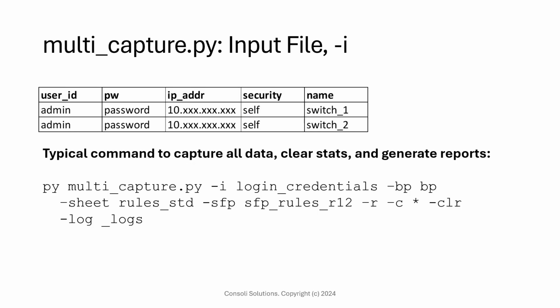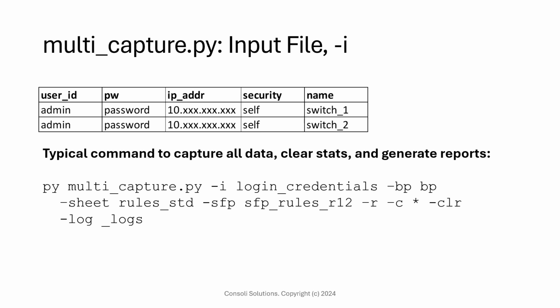So for the workbook example here, most of this is pretty self-explanatory. The security column does not default to self, so it must be explicitly stated. The name column is required, but it's only used for error reporting. For example, if the login fails, this name will appear in the error message. You should use a name that you could easily identify with the chassis, but any printable characters are supported.